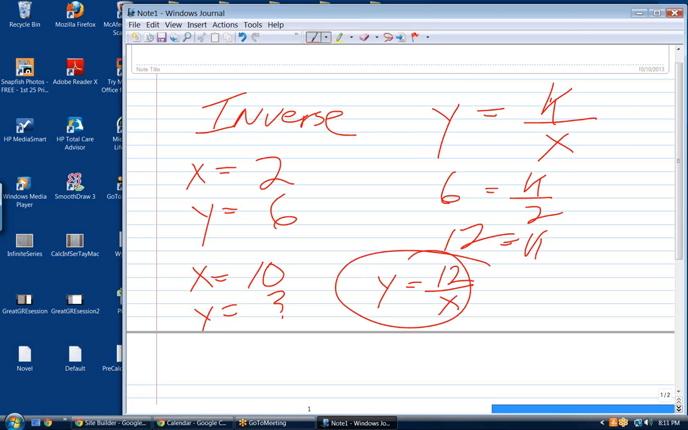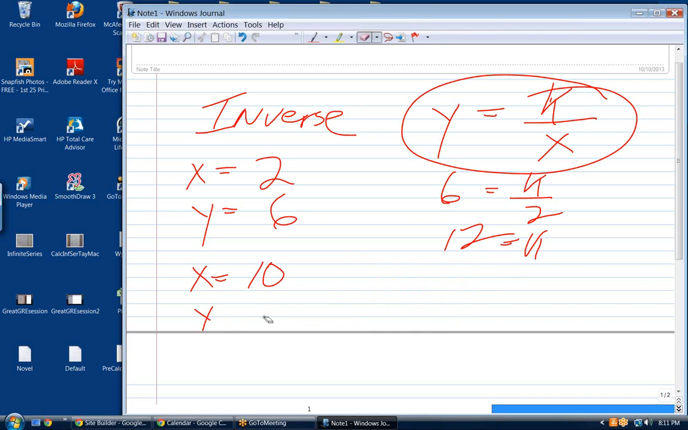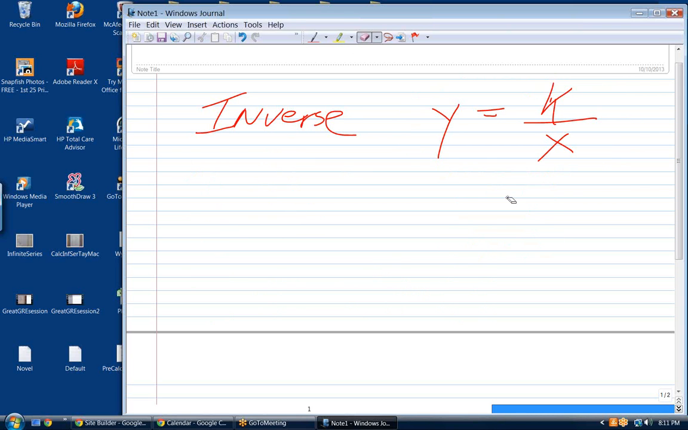In other words, this is called the general, this is called the specific. The specific equation would apply to our model, whatever it is we're modeling. You can have a lot of direct or inverse relationships where k is different. So what is y when x is 10? It's 12/10. Okay. That is the most likely kind of problem you're going to be faced with, is those two.